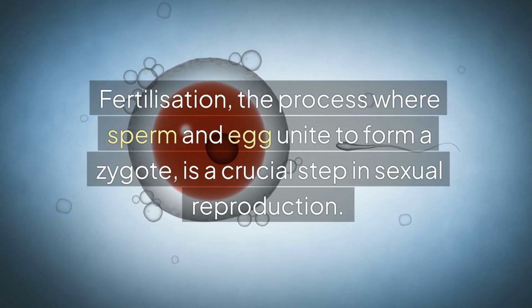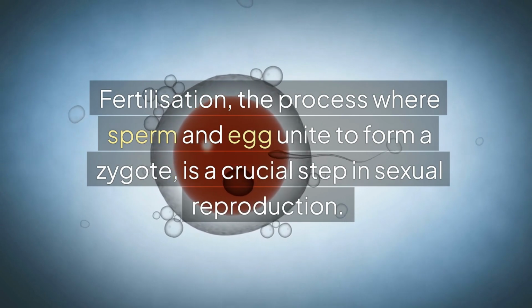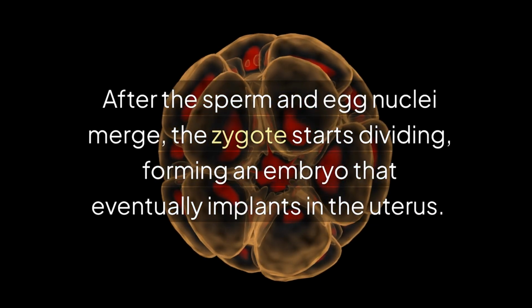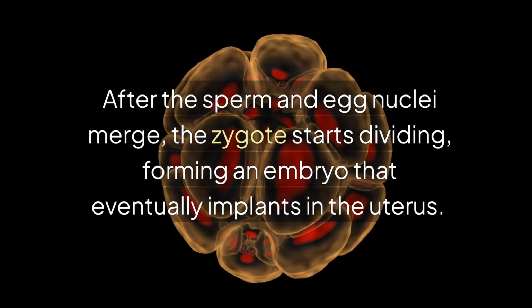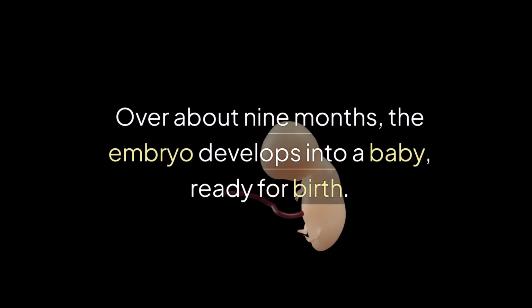Fertilization, the process where sperm and egg unite to form a zygote, is a crucial step in sexual reproduction. After the sperm and egg nuclei merge, the zygote starts dividing, forming an embryo that eventually implants in the uterus. Over about 9 months, the embryo develops into a baby, ready for birth.